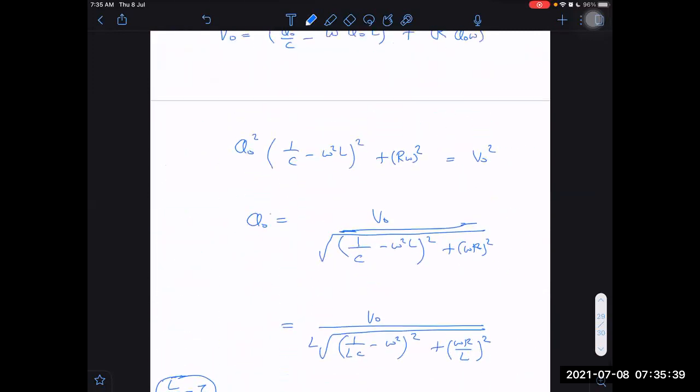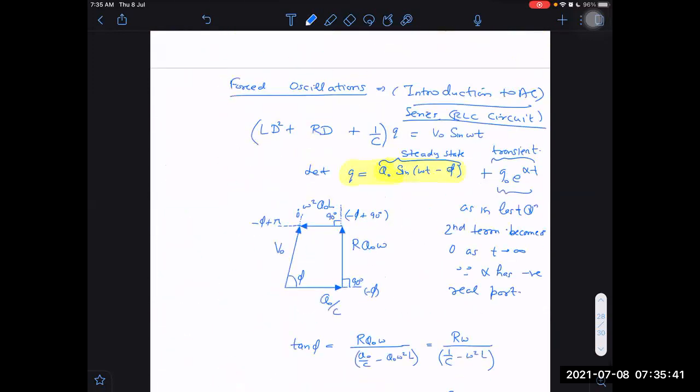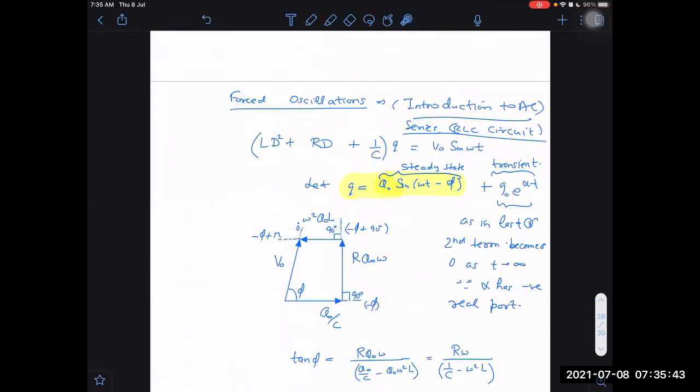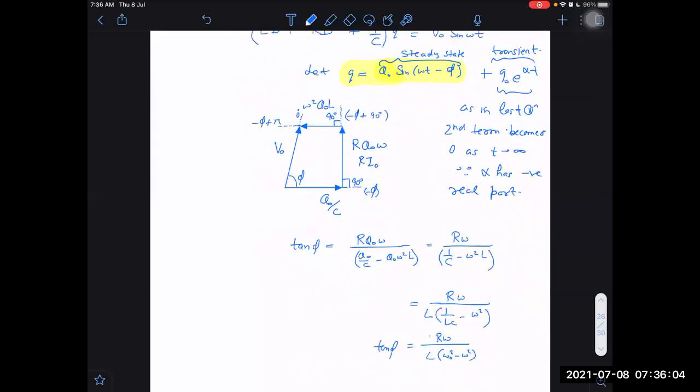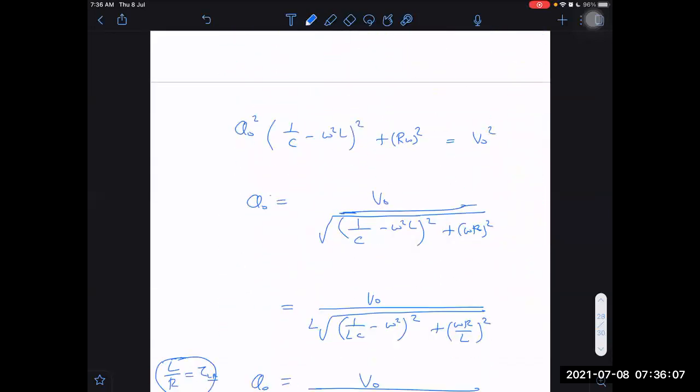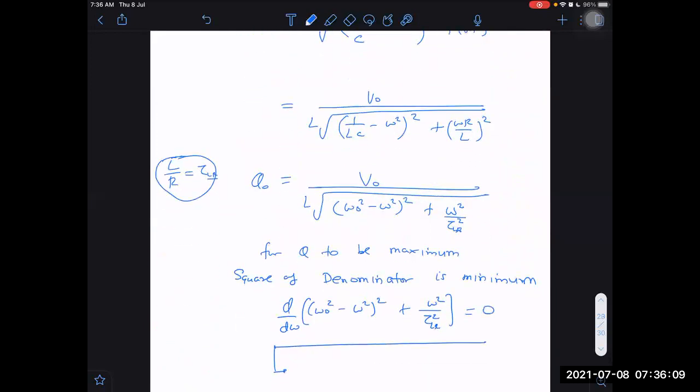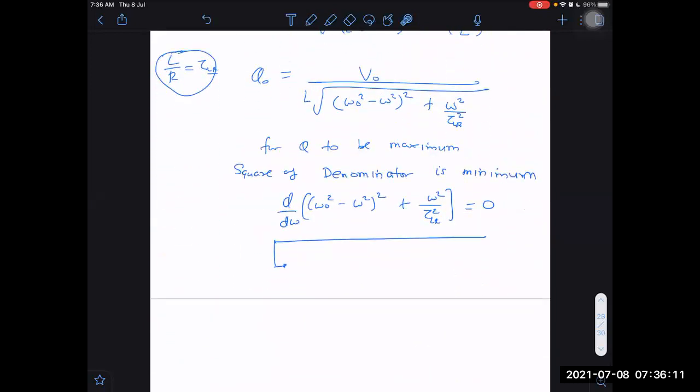What is current? Current will be dq by dt. I have already represented the current vector here. Is it the current vector? No, it is r times the current vector. If I don't take r into account and I just take q0 into omega, then that would become I0. Right now I can say it is r into I0. So if current is maximum, then what would happen?